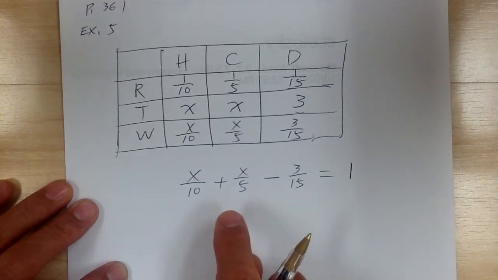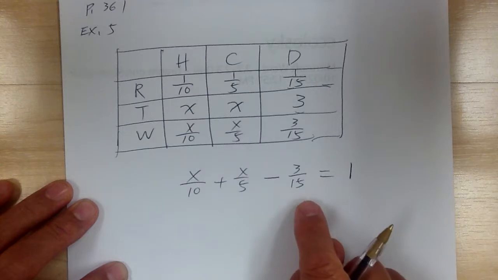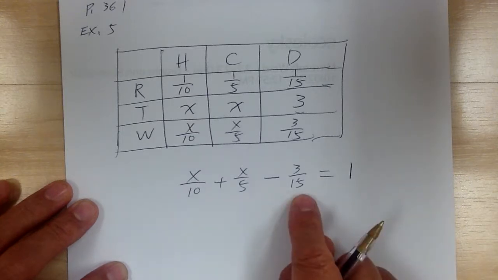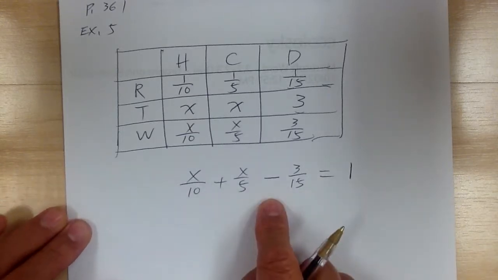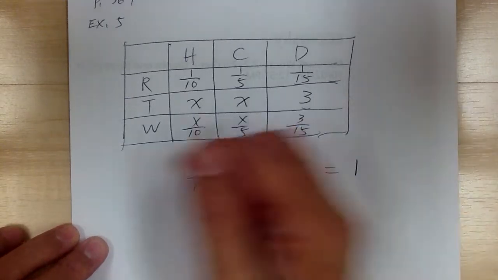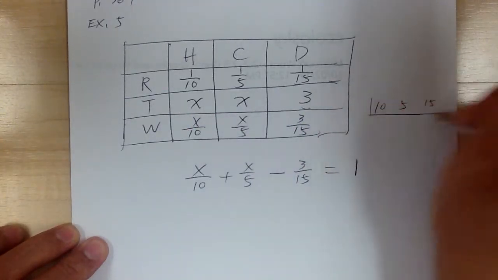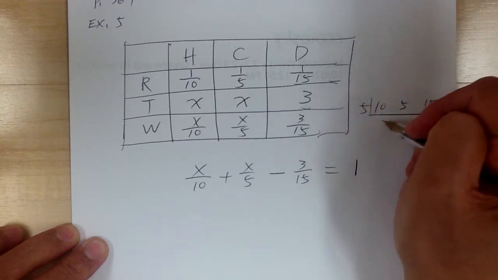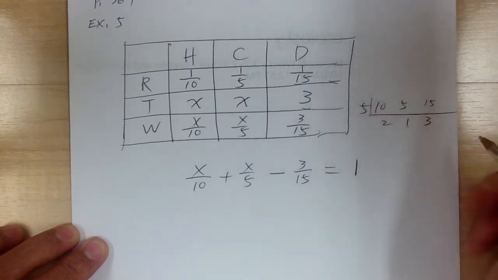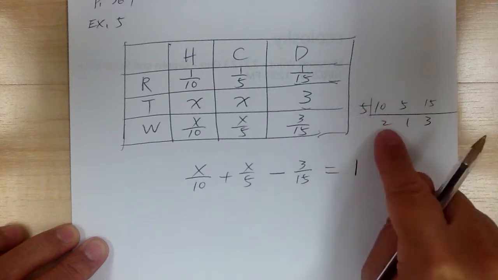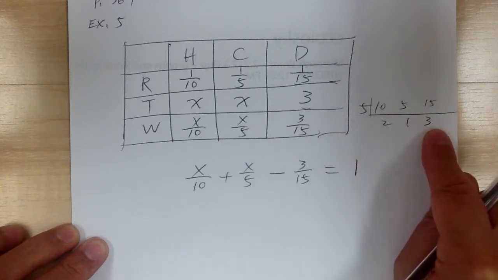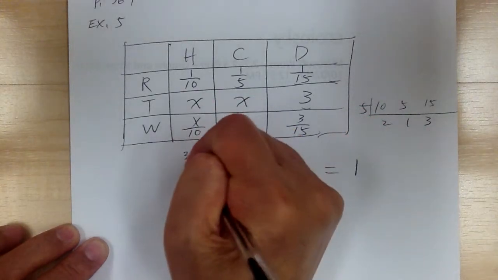So let's go ahead and multiply by the LCD. The LCD will be 30. If you don't know how to get the LCD, this is what you do. You have the 10, the 5, the 15. You can divide by 5, so it would be 2, 1, 3. And you multiply all this together: 5 times 2 is 10, 10 times 3 is 30. So multiply by 30.